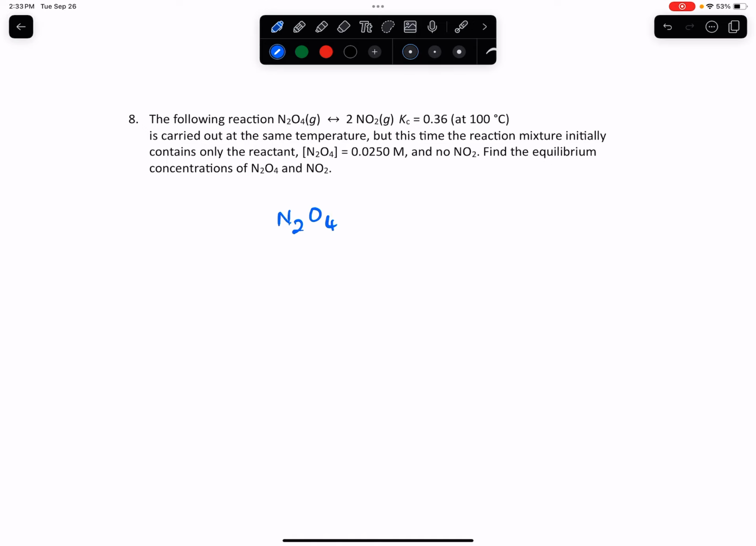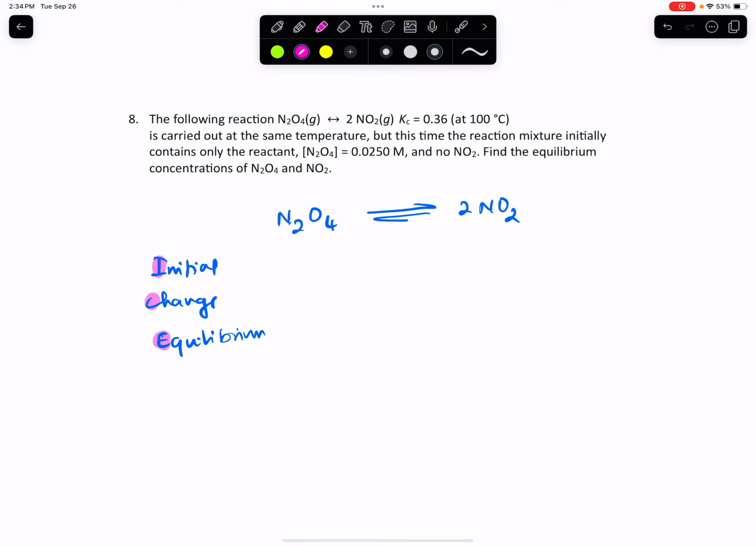N2O4 gives us 2NO2. And the ice table, you have your initial, your change, and your equilibrium. That's my ICE. All right. And the initial concentration is this much for N2O4. So that's going to be 0.0250. And there is no NO2, which means that's going to be 0.00.